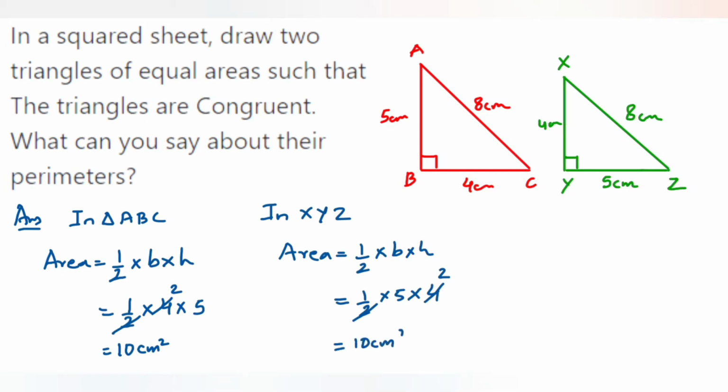So you can see that the area of triangle ABC and the area of triangle XYZ, they both are same. It's 10 centimeter square, and if you calculate the perimeter of this triangle, that is 5 plus 8 plus 4, we'll get answer equal to 17 centimeter in both the cases. So we can say that perimeters are equal. Therefore, perimeter of triangle ABC and triangle XYZ are equal. So this is the solution of this.